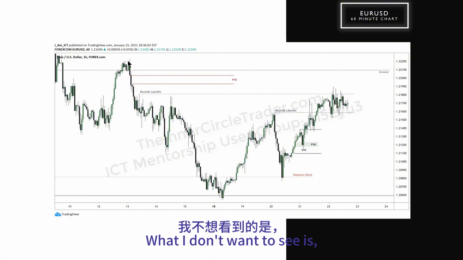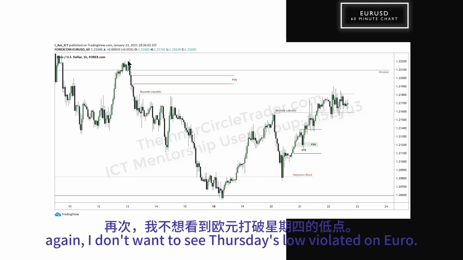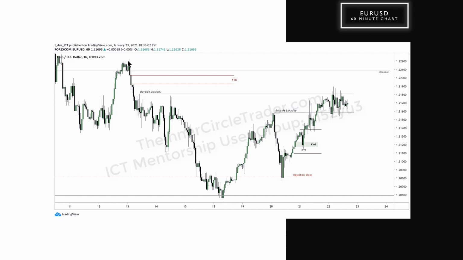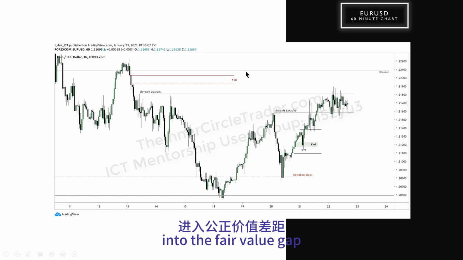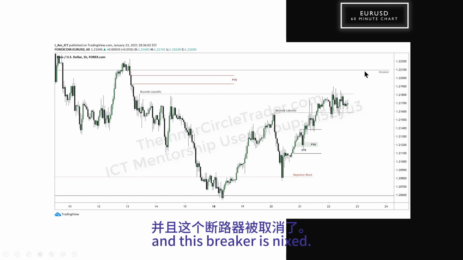What I don't want to see is Thursday's low violated on euro. Otherwise, the idea of trading up into the fair value gap and this breaker is nixed.